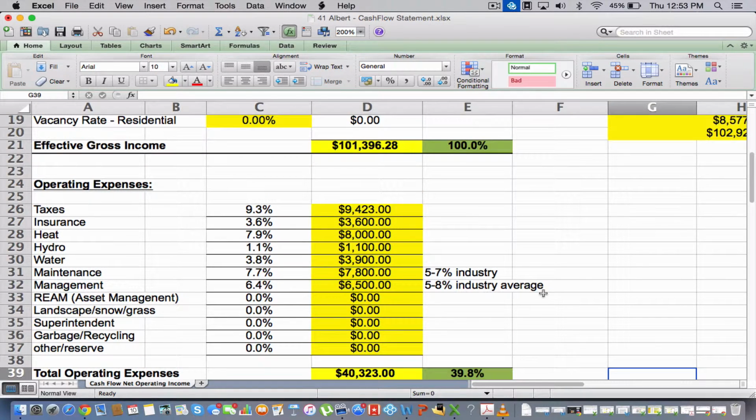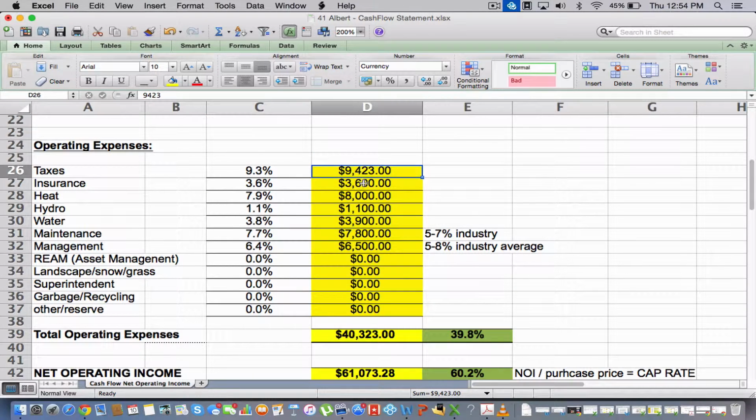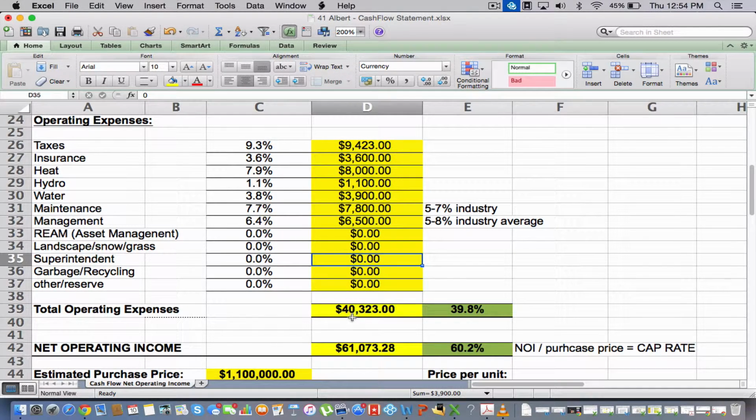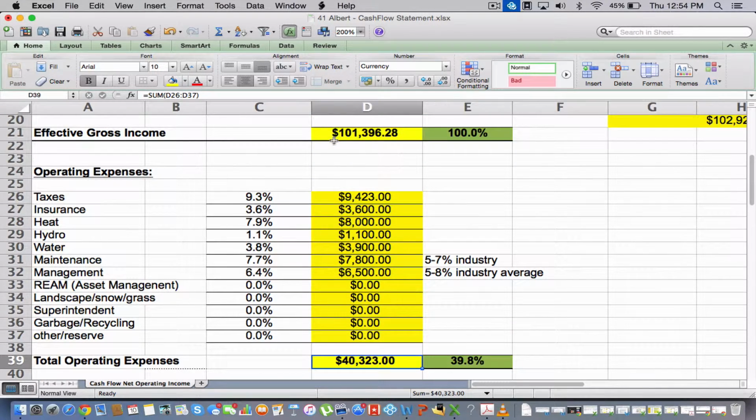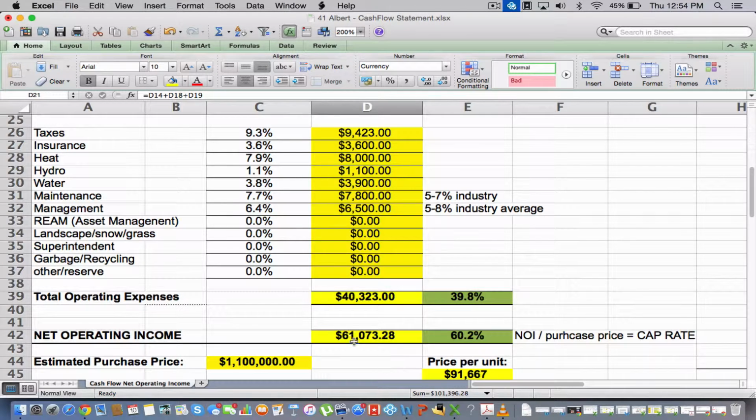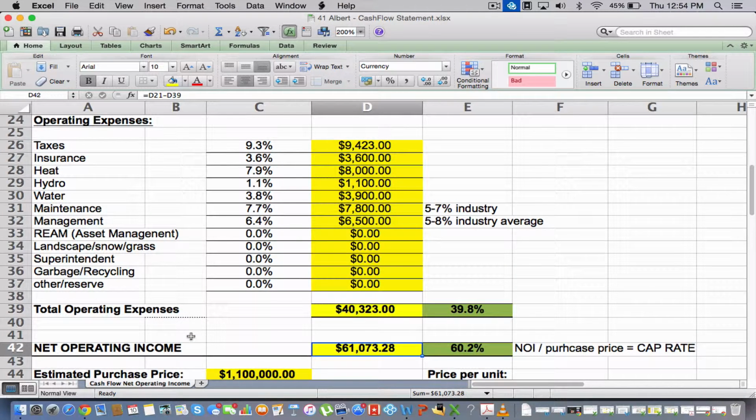So to review, we calculated our effective gross income, and we calculated all our basic expenses, okay? Taxes, insurance, heat, hydro, water, maintenance, and management. We totaled up those expenses to $40,000. We subtracted the $40,000 from the effective gross rent, and we arrived at $61,073 in NOI, or net operating income. Okay, and this number is important because we need to know how to calculate the cap rate, and we need to know what the building would look like, assuming we had no financing at all.